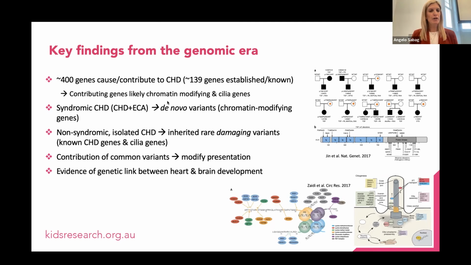And for those patients who had isolated congenital heart disease, so they had no other health conditions, just a heart condition, they found that in many of those cases, they were inherited rare damaging variants. So they actually came from a parent very often who was unaffected. The contribution of common variants has also been highlighted, and quite importantly, there's been evidence to suggest a genetic link between heart and brain development, which is really important because we've always known that patients with congenital heart disease are at higher risk of a neurodevelopmental disability.